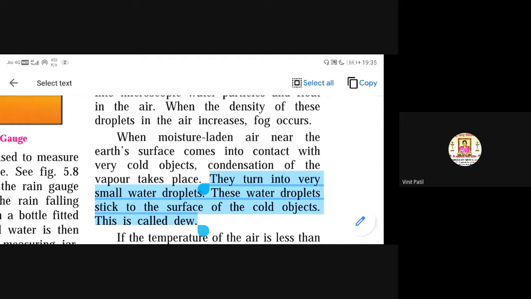मग ते काय होतात, वॉटर ड्रॉपलेट्स मध्ये कन्वर्ट होतात, स्मॉल. ओके, these water droplets stick to the surface of the cold object. मग काय होतं, हे जे वॉटर ड्रॉपलेट्स आहे काय होतात, जो कोल्ड सरफेस आहे, म्हणजेच काय, मेटल सरफेस असेल, रॉकी सरफेस असेल, प्लांट लिव्ज असतील, ग्रास असेल. ओके, so it gets stuck to that particular object and we call it dew. म्हणजेच त्याला दव किंवा दव बिंदू असं म्हटलं जातं.